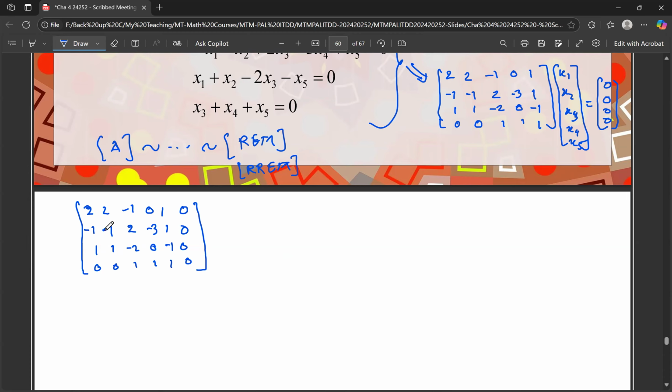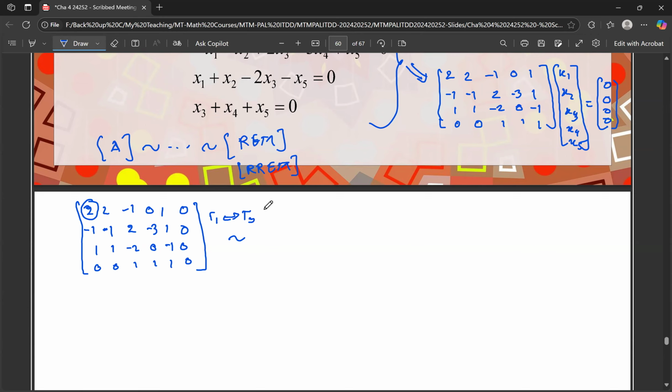For the row operations, the first thing we want is a leading one here. We can divide by 2, but we must avoid fractions in the beginning. So it is better to swap rows, tukar baris. We swap row one with row three.